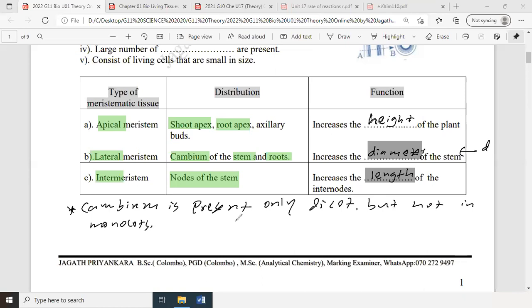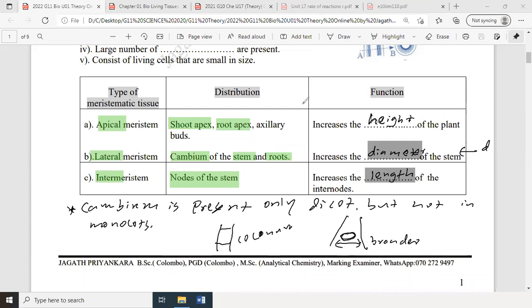Therefore, a monocot stem, like a coconut, has an even diameter. But if you take jack, a dicot stem, the base is broader than the top because of the action of cambium. Is that clear, everyone? So coconut and palmyra, which are monocots, have the same stem diameter from bottom to top. The stem will not grow wider or increase in size laterally.